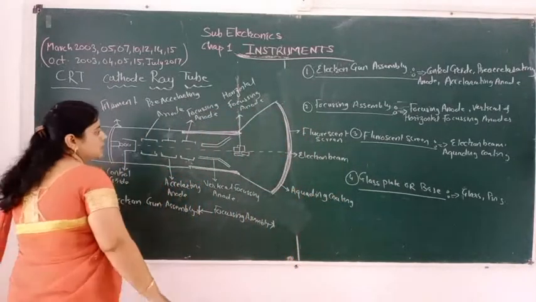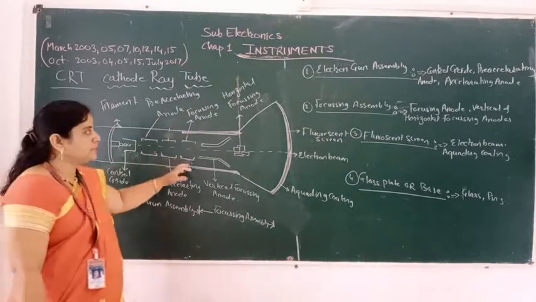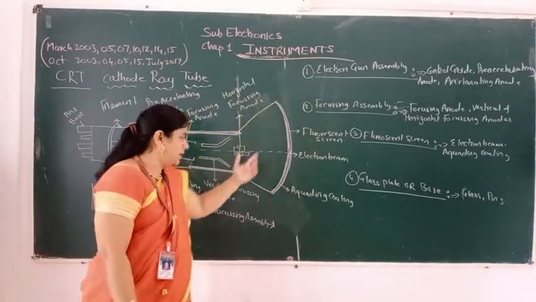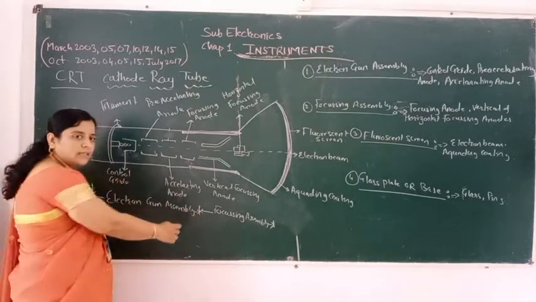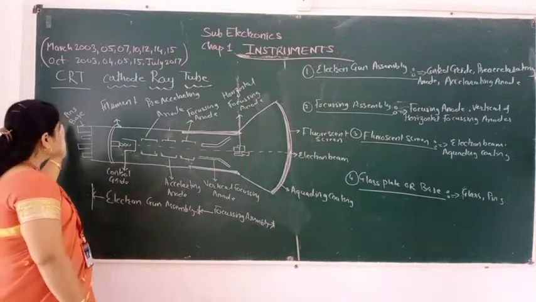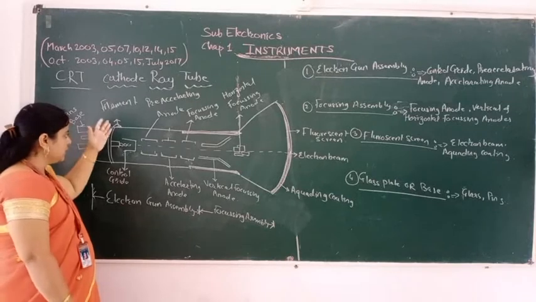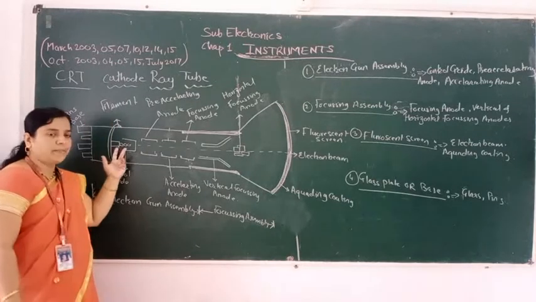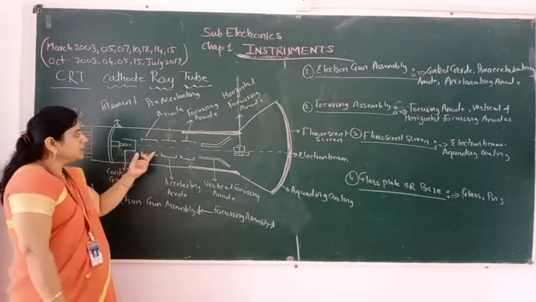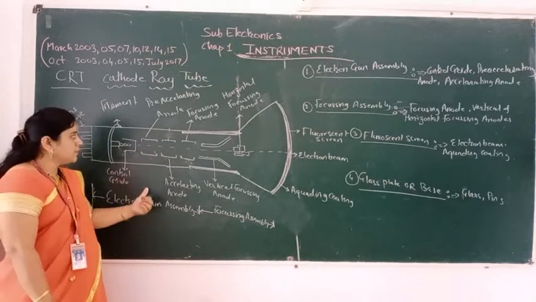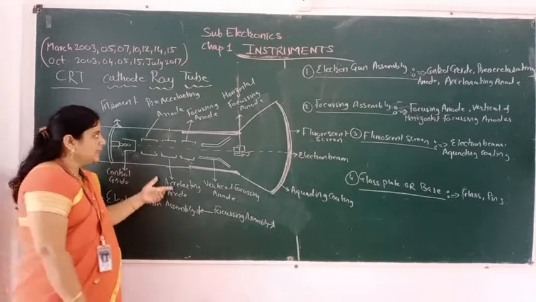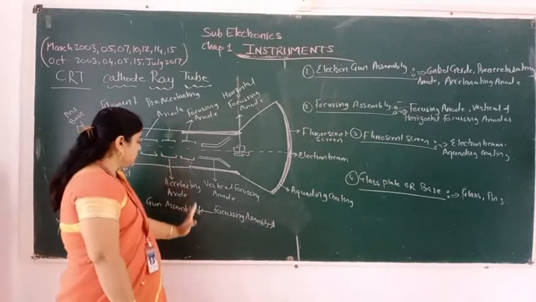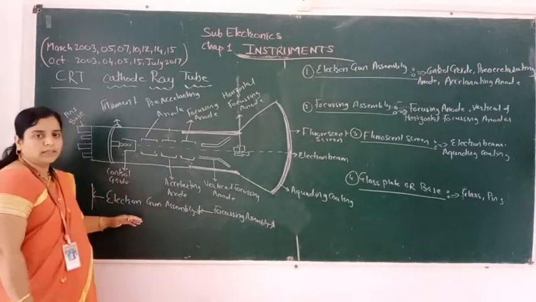In the construction, it is divided into four parts. The first part is the electron gun assembly. Electron gun assembly is this part. What is given in this electron gun assembly? Pins are given, base is given, filament is there, and the cathode is connected. There are four plates. The first plate is the pre-accelerating anode, the second plate is the accelerating anode, and these come under the electron gun assembly.